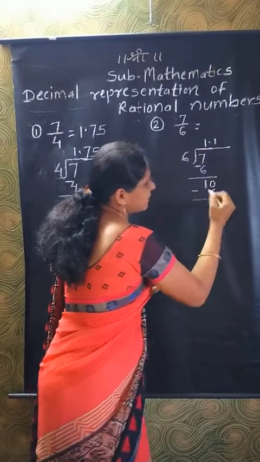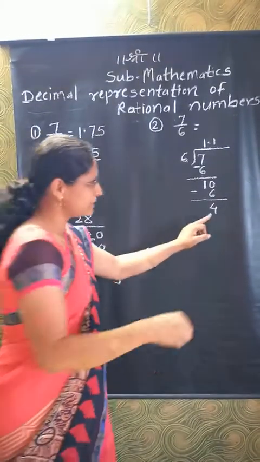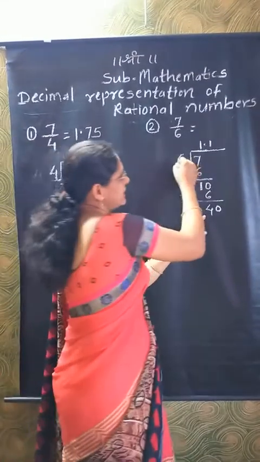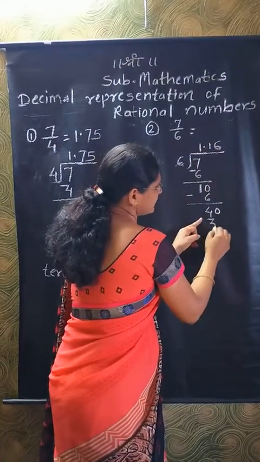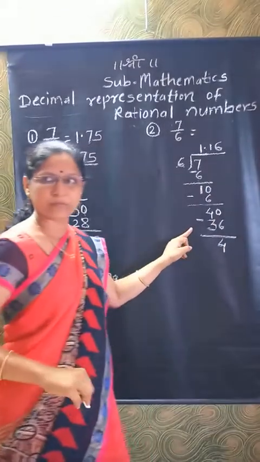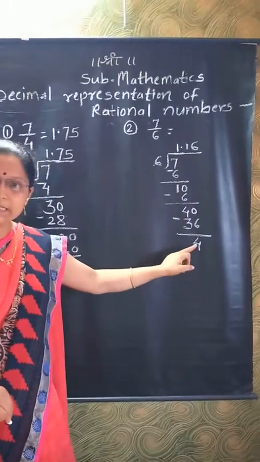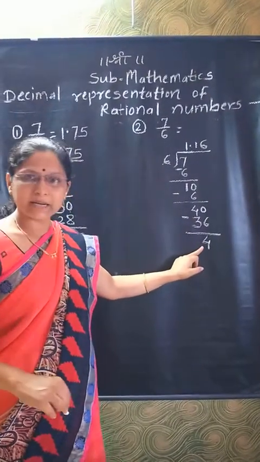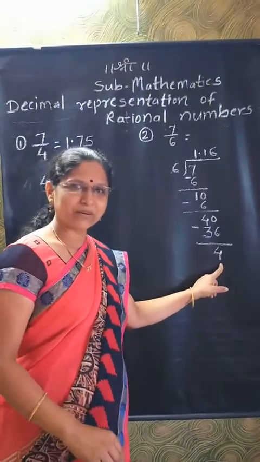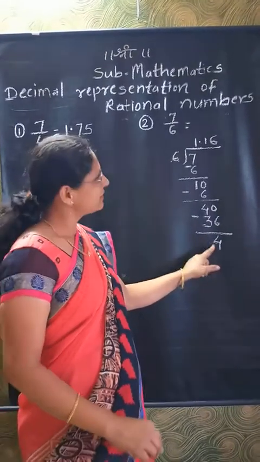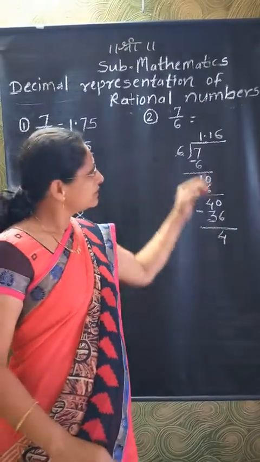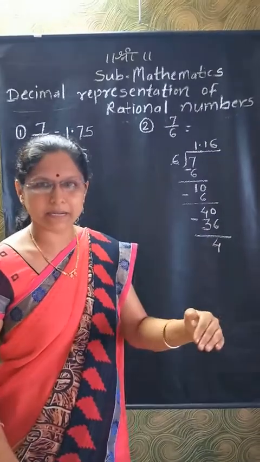We get 10 minus 6, 4. Also take 0 on 4, we get 40. 6 sixes are 36. 40 minus 36, we get 4. In this process, the digit 4 comes again and again in the remainder. Therefore, here the process of division doesn't stop. This process is called non-terminating.